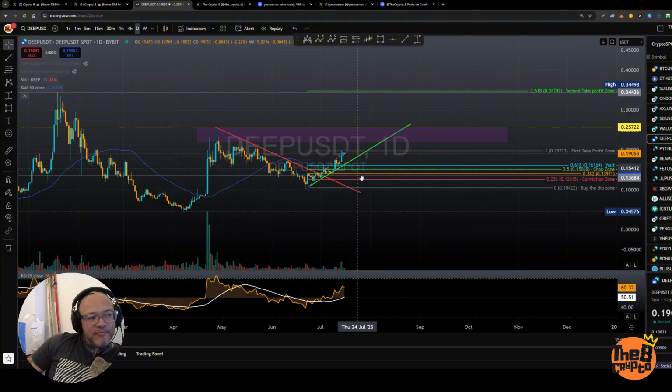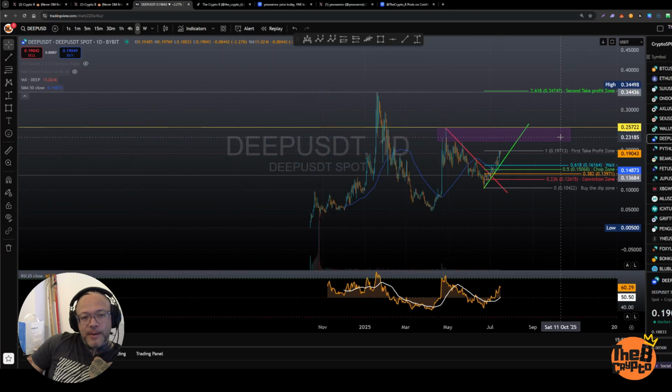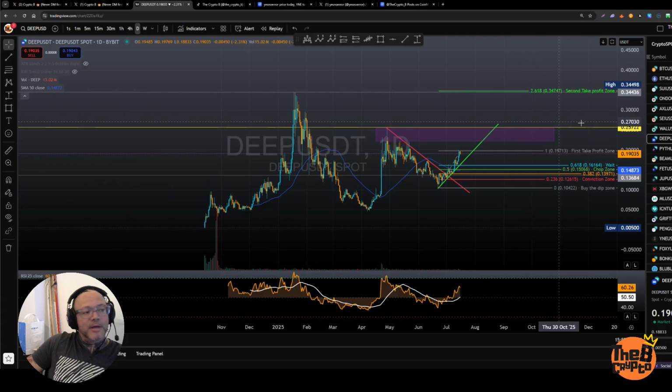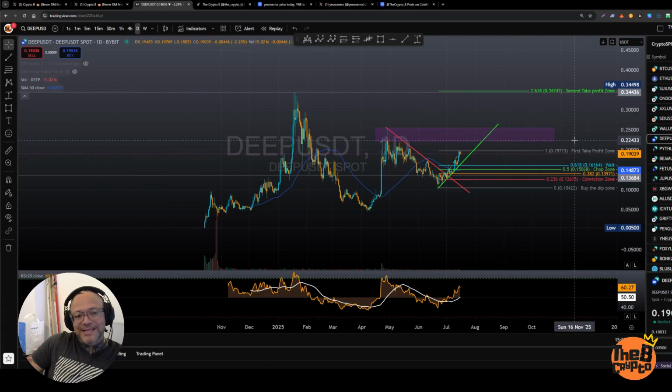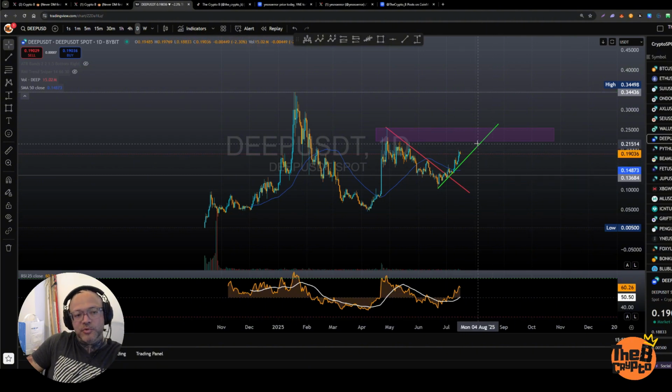But my target for the deep would be 19. No, we are there. It would be 25 cents, 25.7, and then 34 cents. That would be amazing, which is the all-time high, but it falls in exactly with the retracement tool that I had. That would be super cool.